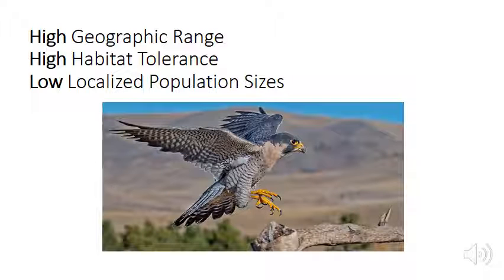One example would be the peregrine falcon, which very, very nearly went extinct a couple of decades ago, despite having high geographic range and high habitat tolerance. This bird's range is most of the northern hemisphere. It has really high habitat tolerance, but its population sizes in localized areas tend to be very, very low. And so some kind of factor that influences those populations even slightly, like the use of DDT, can drive that species almost to extinction, and that's in fact what happened.